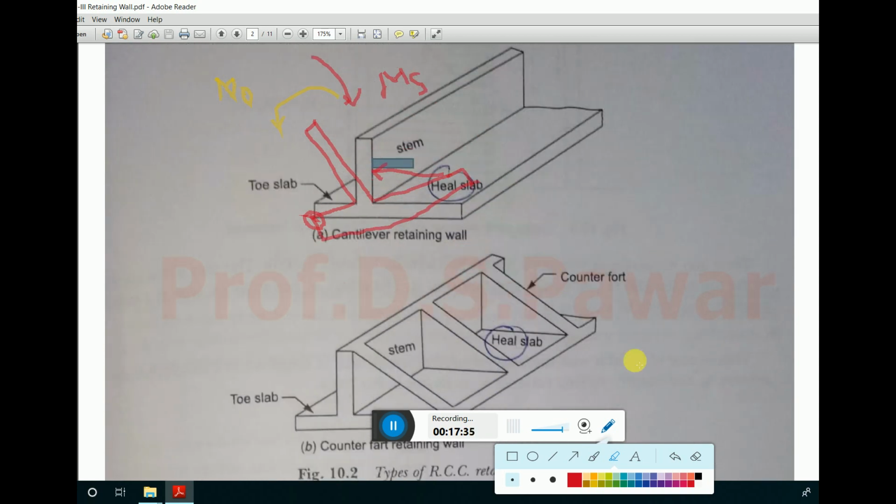And the second thing, sliding. What happens in sliding? Here also the structure is going to lose its position and not remain in its place. One thing is due to overturning, and the second thing is that the structure may not hold its original position due to sliding, meaning the structure is going to slide.